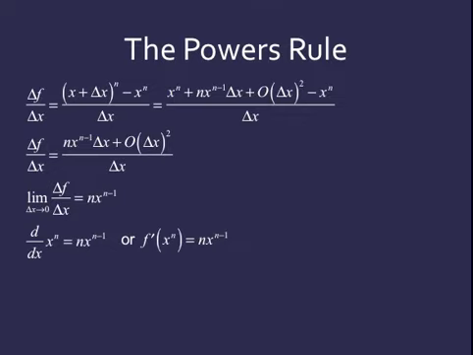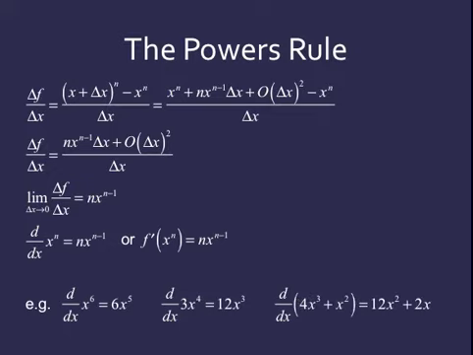Now as an example, d/dx of x^6 can be differentiated to give us 6x^5. Similarly, d/dx of 3x^4 is equal to 12x³. More complicated expressions can also be derived in this way, so the differential of 4x³ plus x² is equal to 12x² plus 2x.